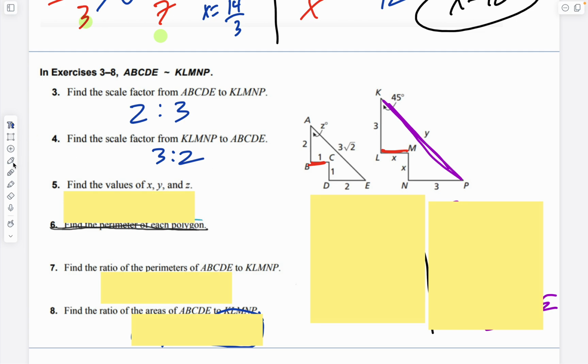Well, the first one I'm going to do is find the value of z. I think that's the easiest. Why is that the easiest? Well, angles are always the same. So z is angle A. Angle A matches up with angle K. And angle K is 45. So z is 45.